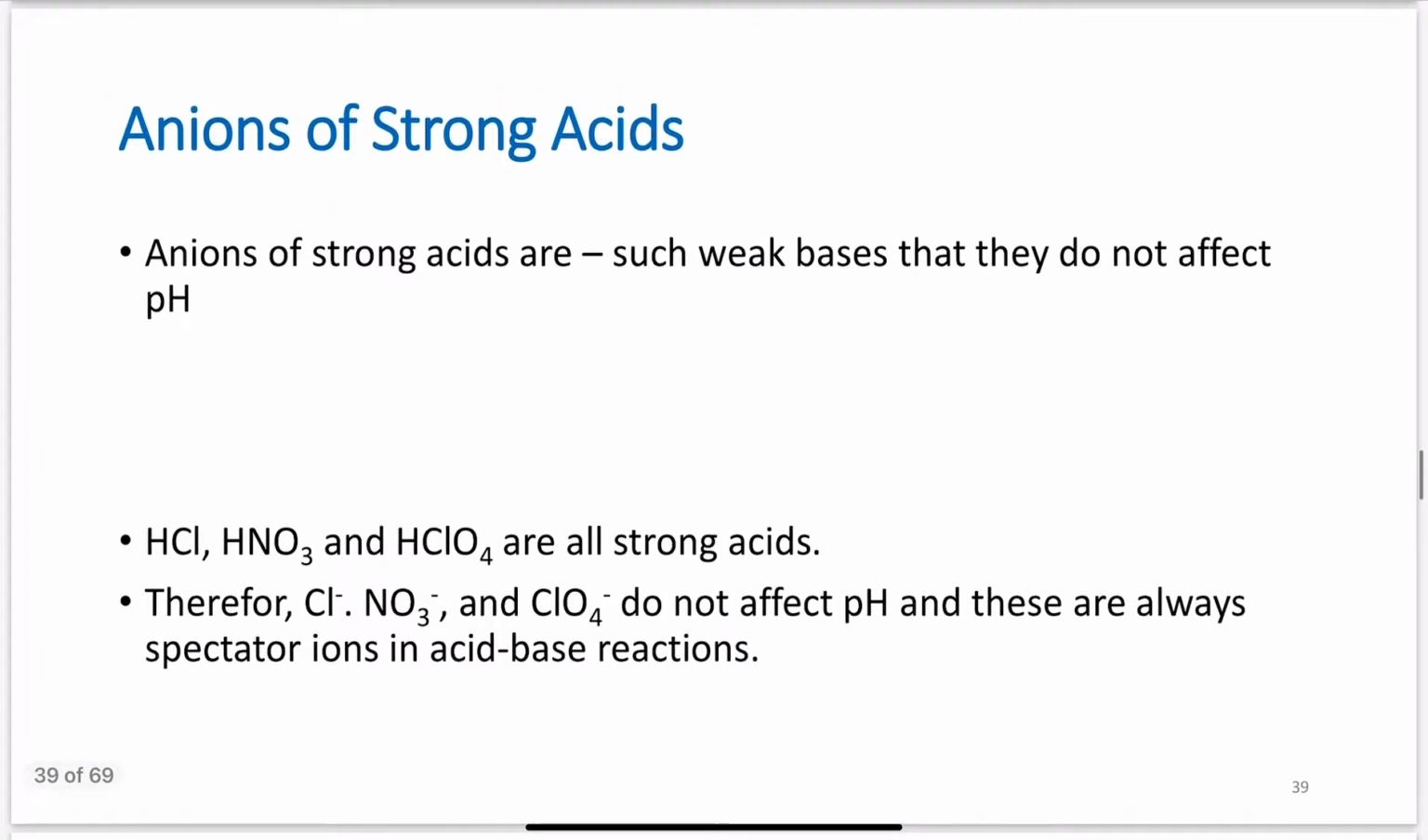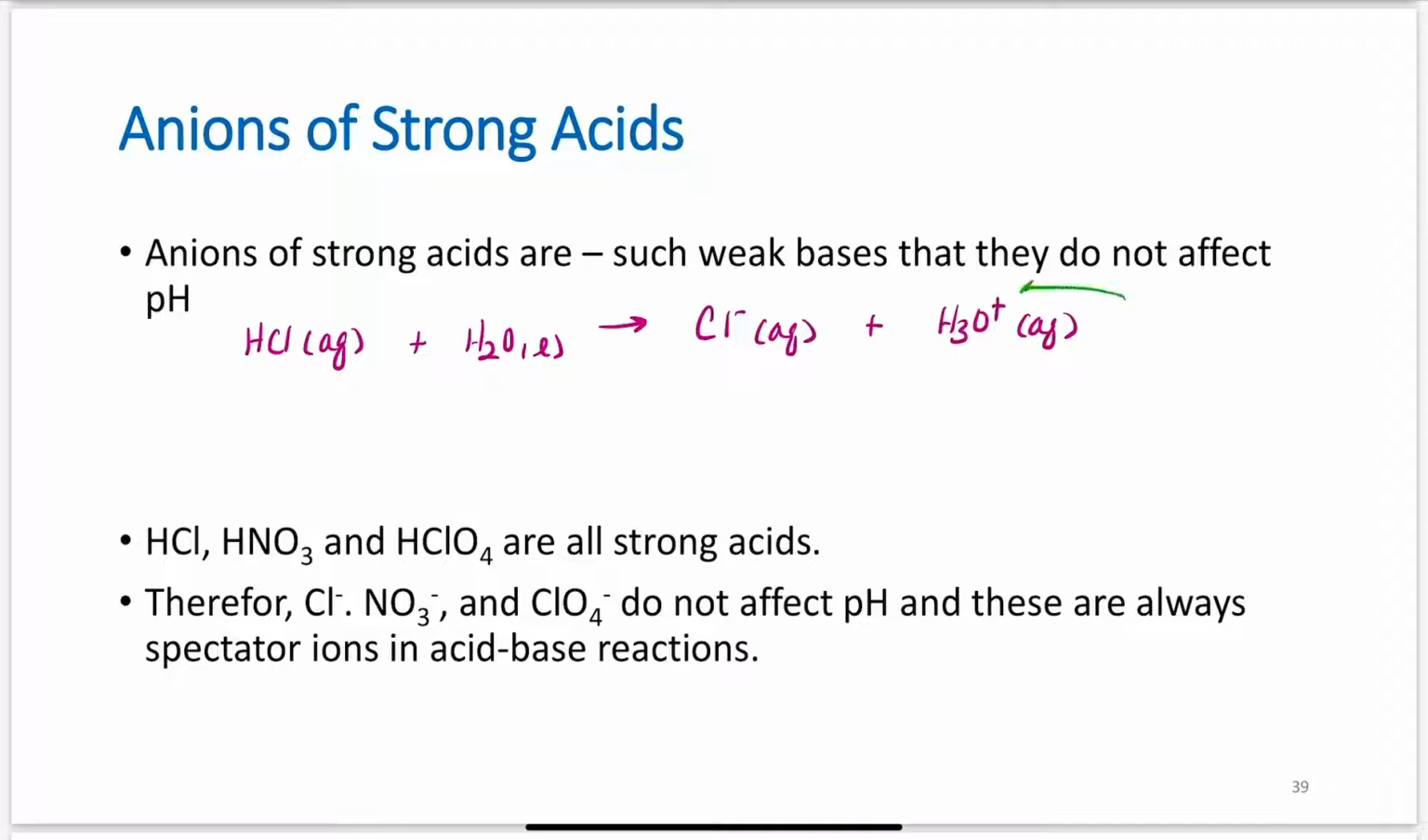So again, anions of strong acids are such weak bases that they do not affect pH. Again, HCl, strong acid, plus water gives me Cl minus ions, plus H3O plus. Hydronium is actually the strongest acid that can exist in an aqueous solution.